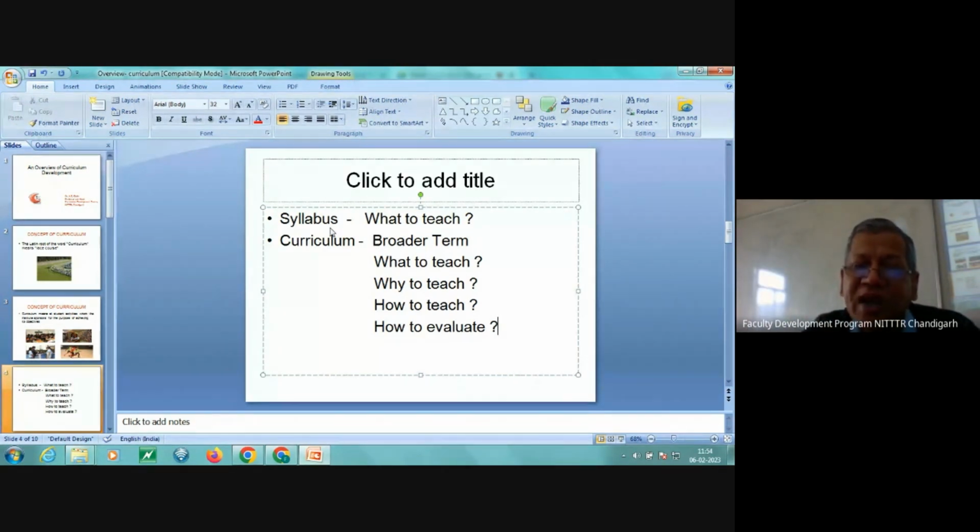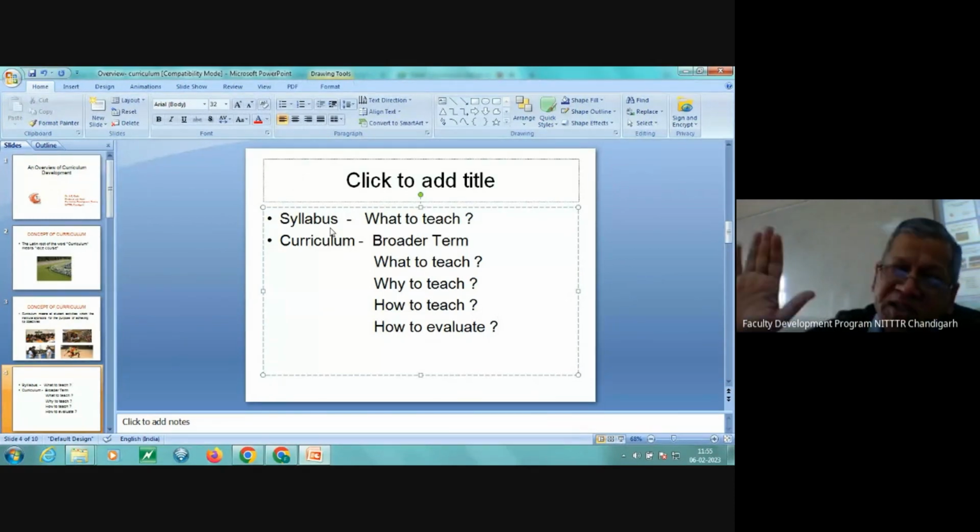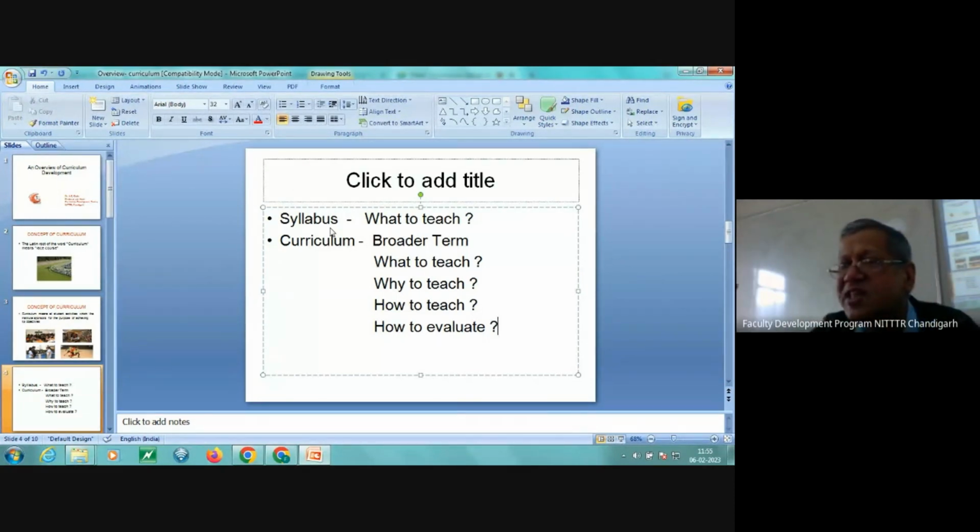So my friends, let us revise it. What is syllabus? What is curriculum? Syllabus means simply what to teach, whatever you want to teach, broad guidelines. You are asked to teach a subject area which you have never taught, and you ask your HOD or your principal, sir, what is the syllabus? I will teach this subject, but what is the syllabus? And then you are given a one page handout. This is the syllabus, where the topics are written that you have to teach for this subject area. That is syllabus, what to teach.